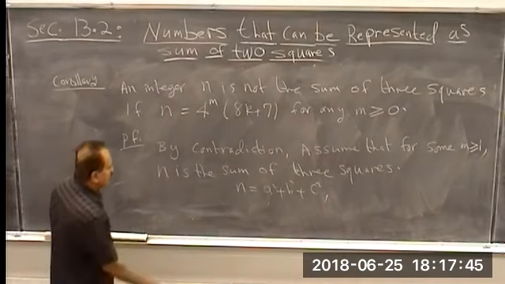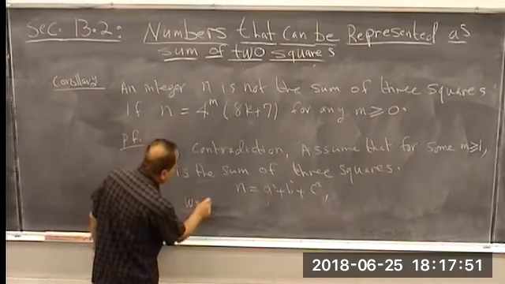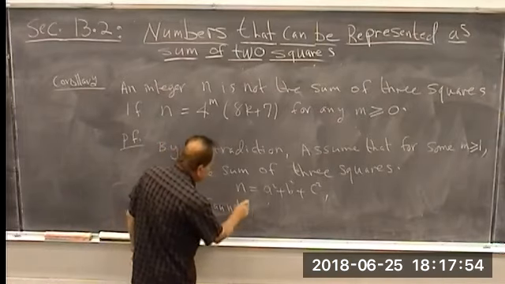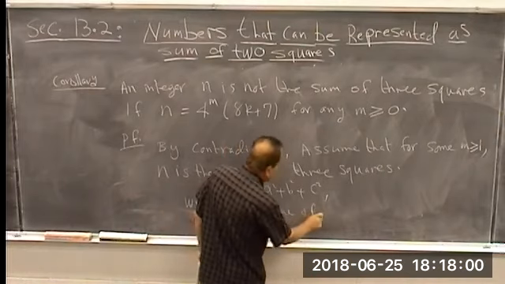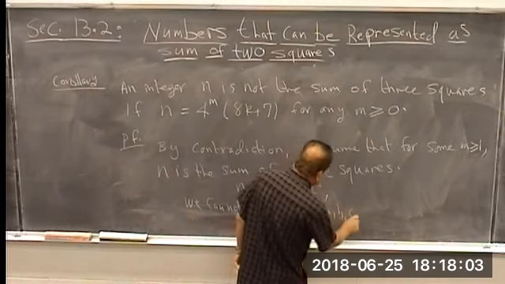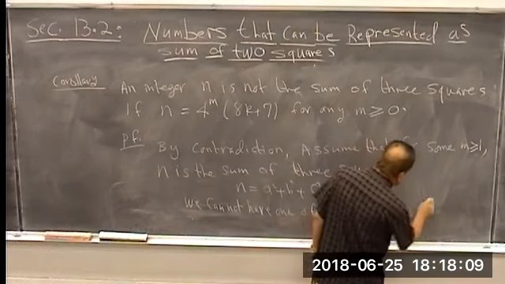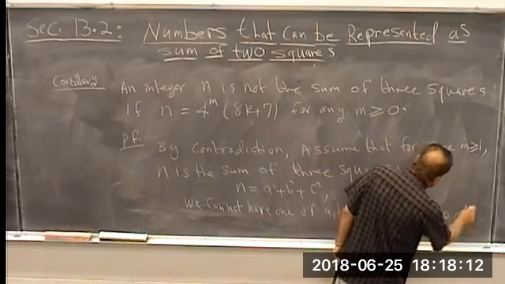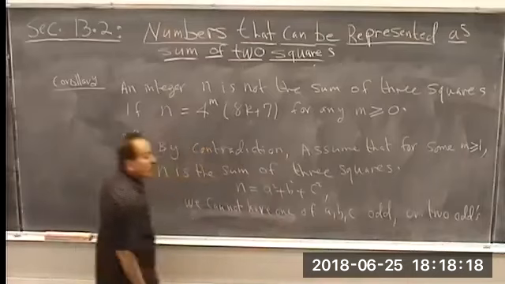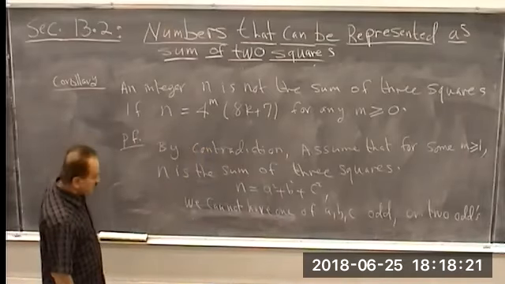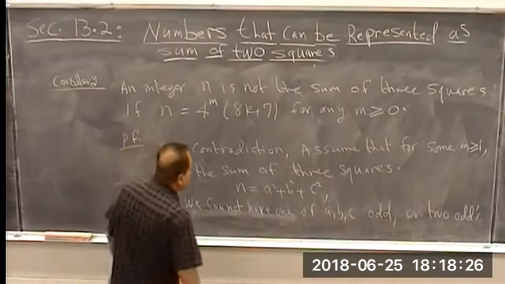I want to show that we can't have one of A, B, C odd, or two odd. So this is what we're going to show. We cannot have that. All of them actually must be even in order for this to possibly happen.